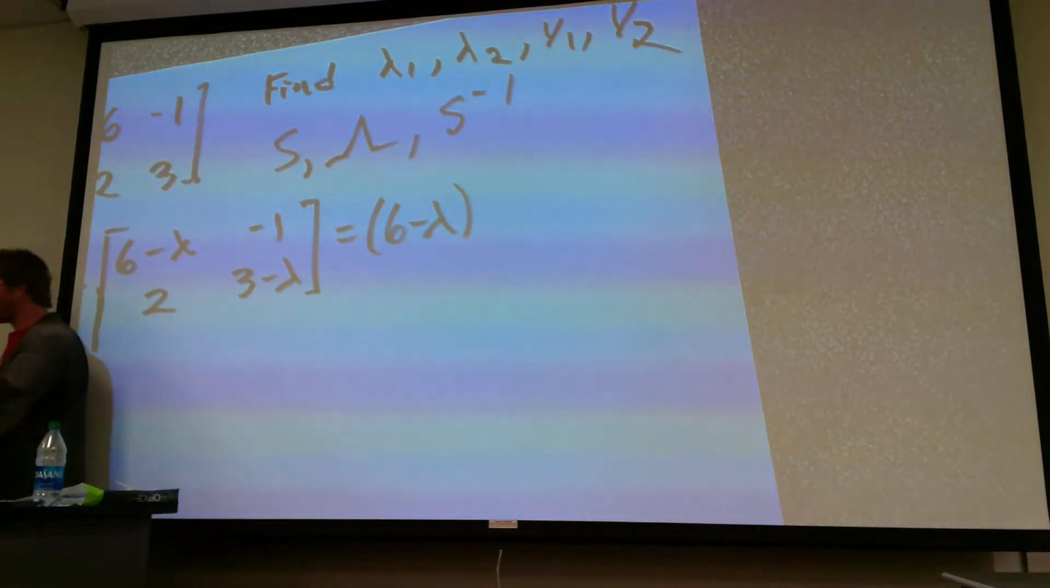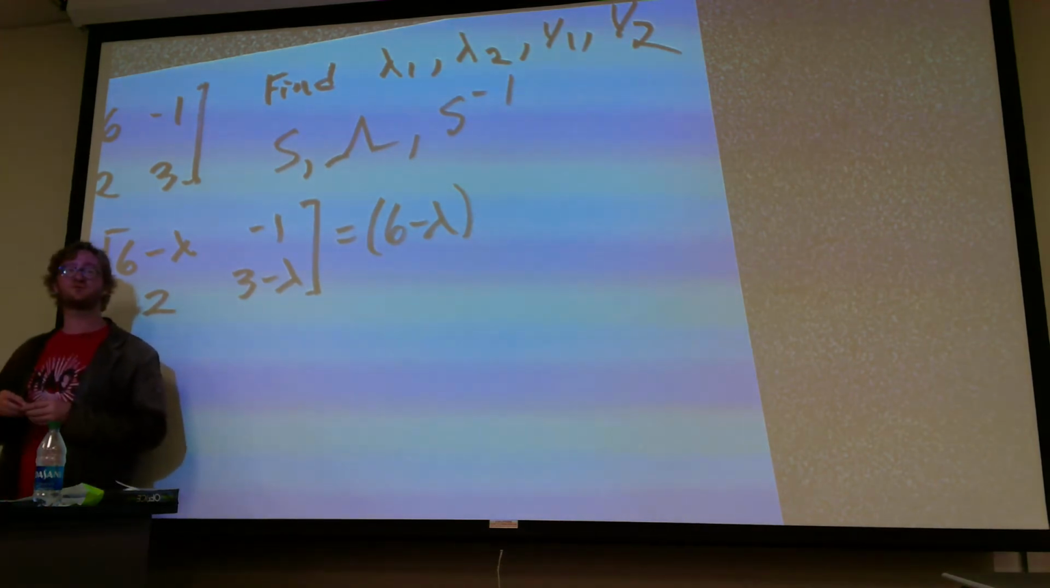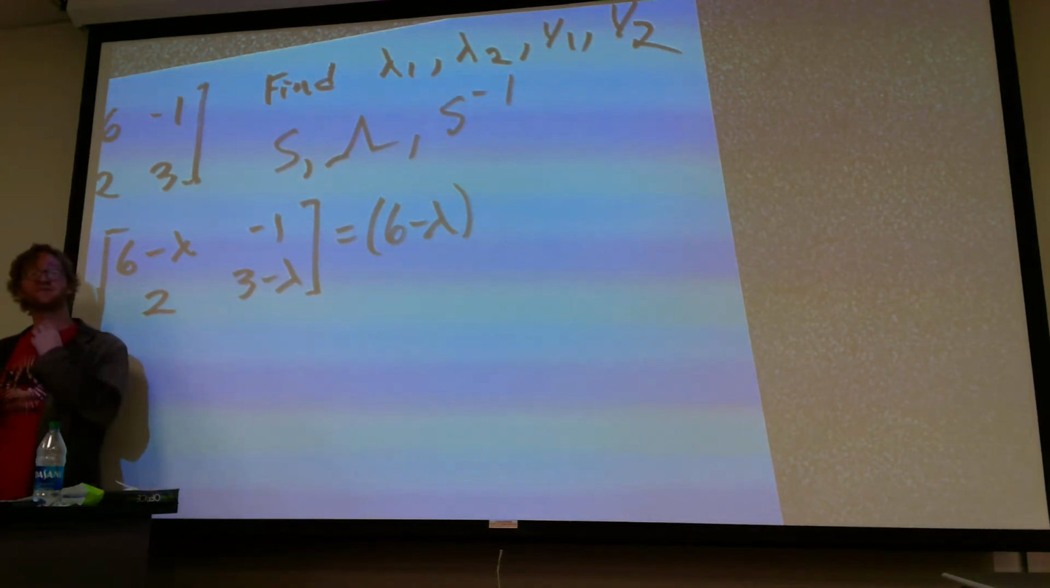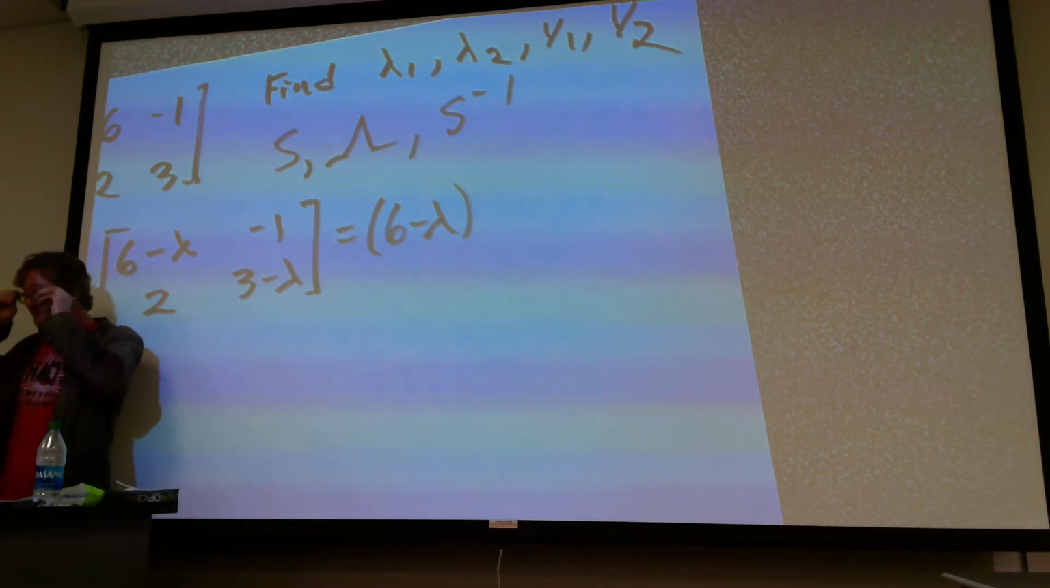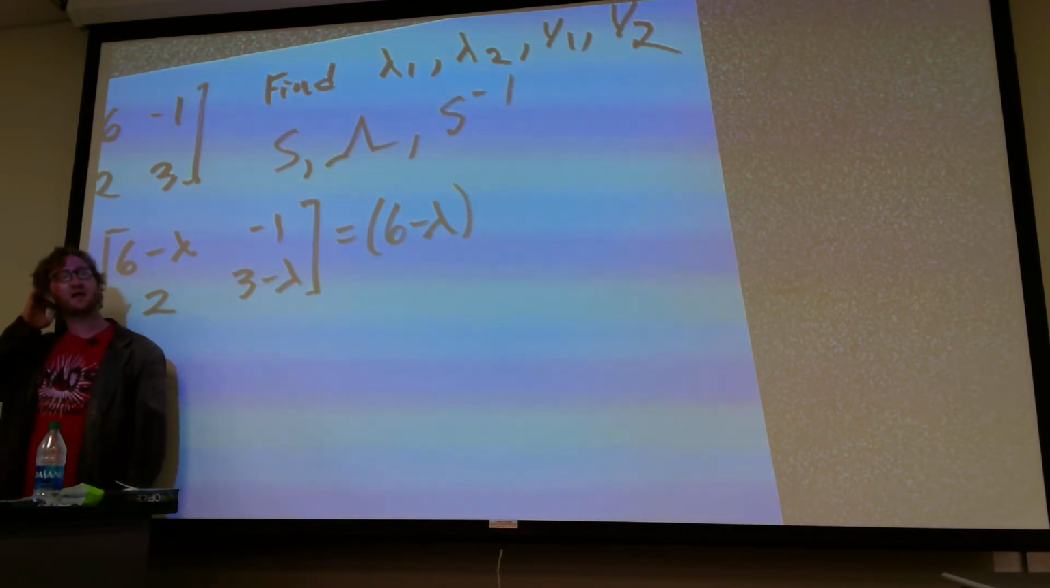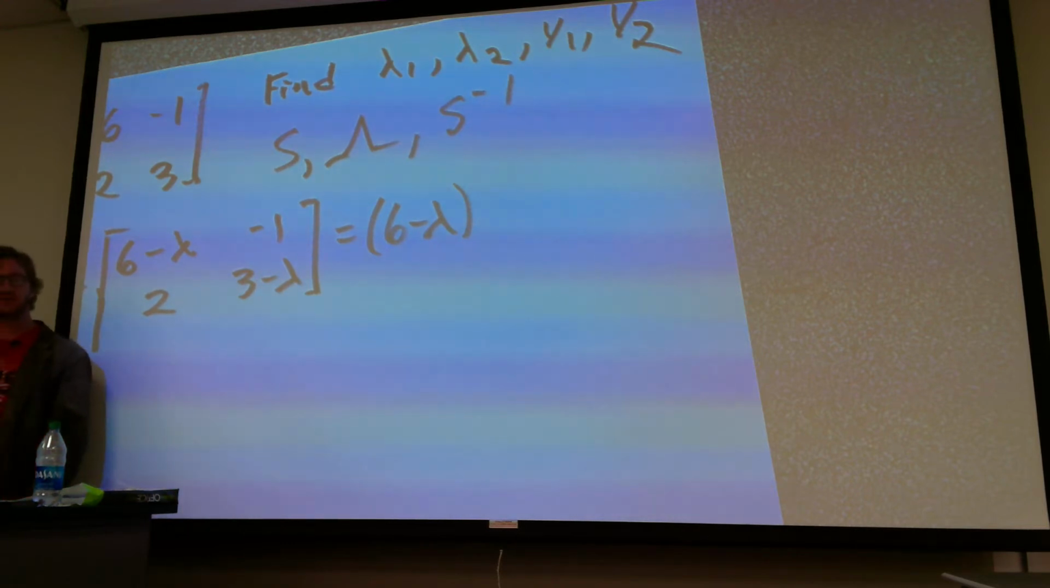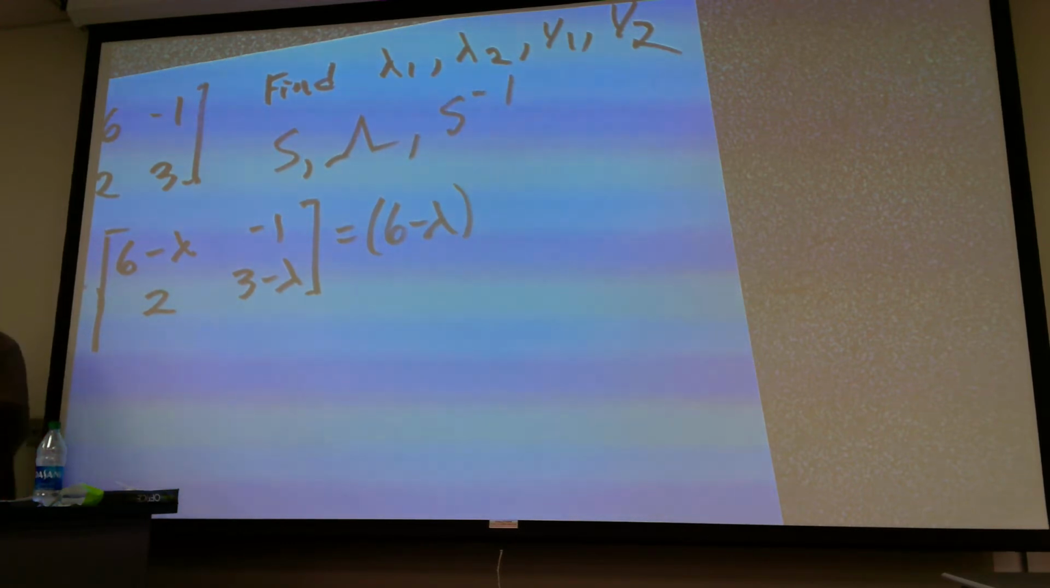So, we have a matrix here, and we are going to find the eigenvalues, lambda 1, lambda 2, the eigenvectors, v1 and v2, then S, the diagonalization, and S inverse. And then we're going to show that it really does equal the matrix. All right, I already got started.